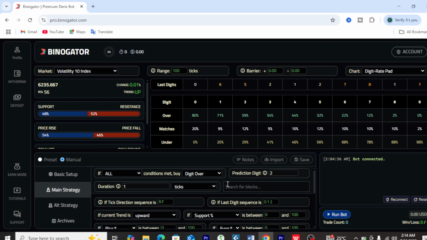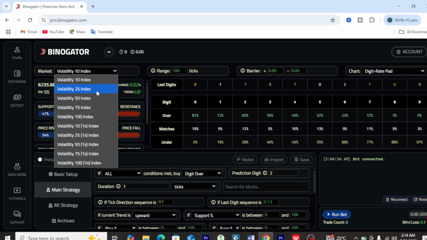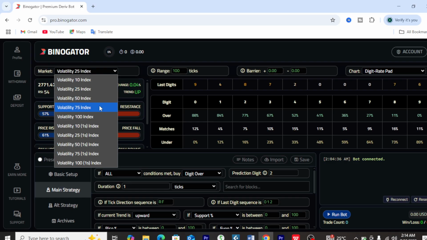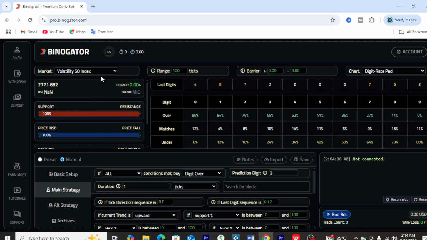So since the prediction digit is going to be 2, I'm looking for a market where these matches of 0, 1, and 2 are very small. So this is the percentage, which means I'm going to be changing this market now. Okay, this one has 13%. So for this kind of market now, this is exactly what I need for this type of trade that I want to run. So the percentage of matches for this particular trade, for 0 and 1, is less than 10%. So that's what you should be looking for.